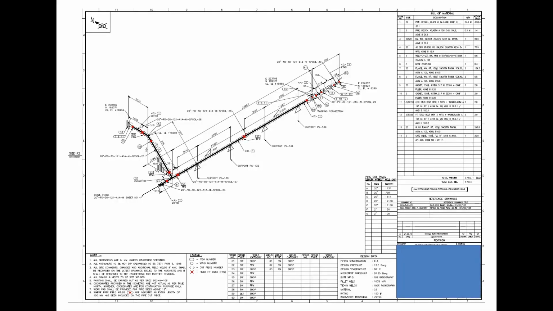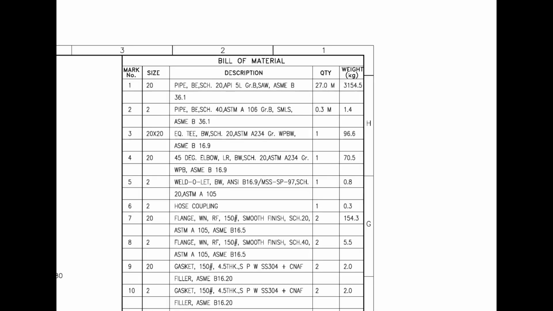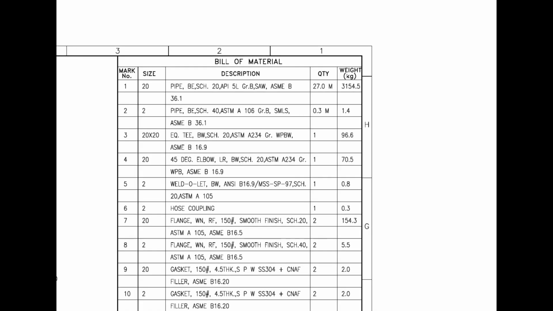Let us have a look at the material list. Mark number 1 is pipe, bevel end, schedule 20, submerged arc welded. SAW indicates this pipe is rolled from a steel plate. This is not a ready-made pipe. Mark number 2 is 2-inch DIA, bevel ended seamless pipe. SMLS stands for seamless.